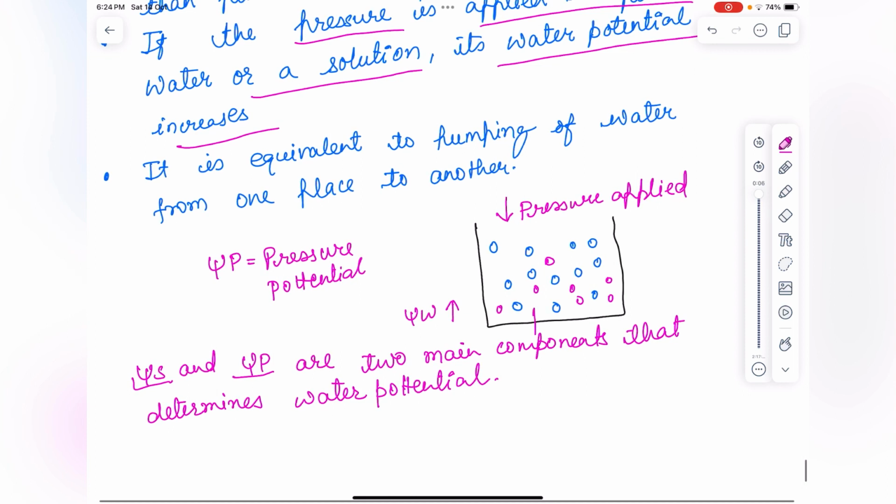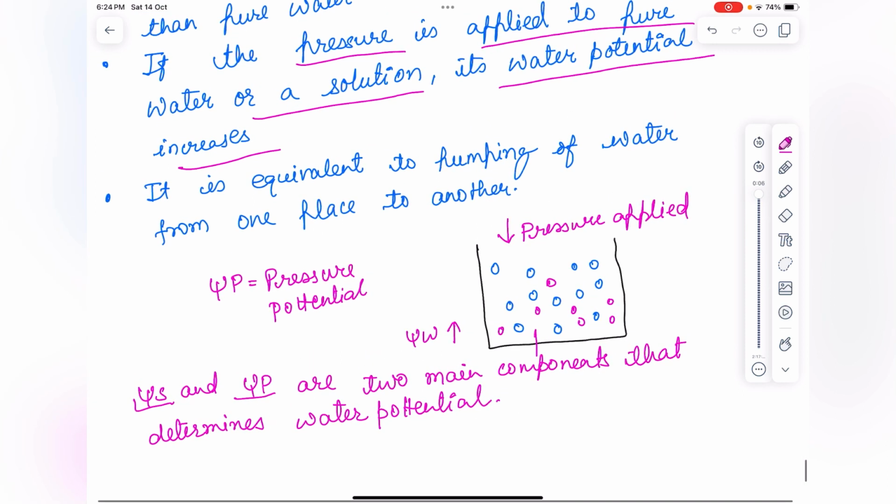When the pressure is applied to pure water or a solution, the water potential will increase. Pressure potential increases the water potential, and this is positive. Solute potential was negative and this pressure potential is positive.